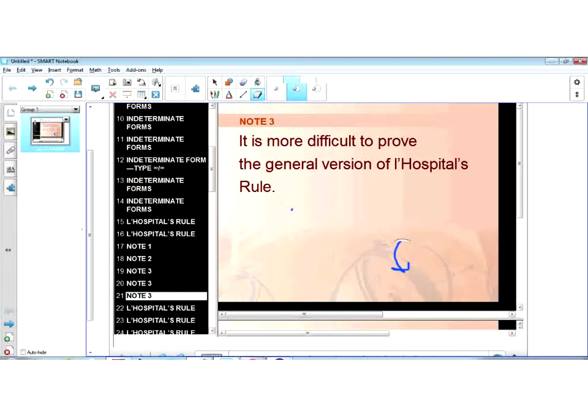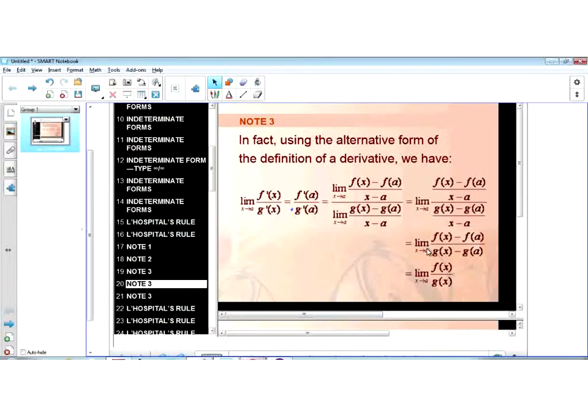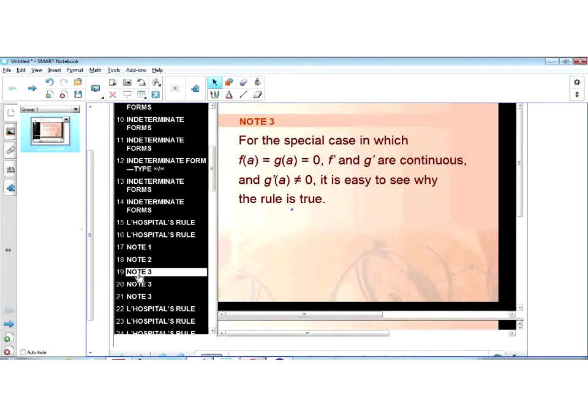Yeah, so they say it's more difficult to prove the version. I think this may be a mistake in the slides, because this certainly is not true, this statement. Oh, okay. I think maybe this is the assertion they're making: the special case with f of a equal to g of a. Okay. All right. So that's how they get away with it.